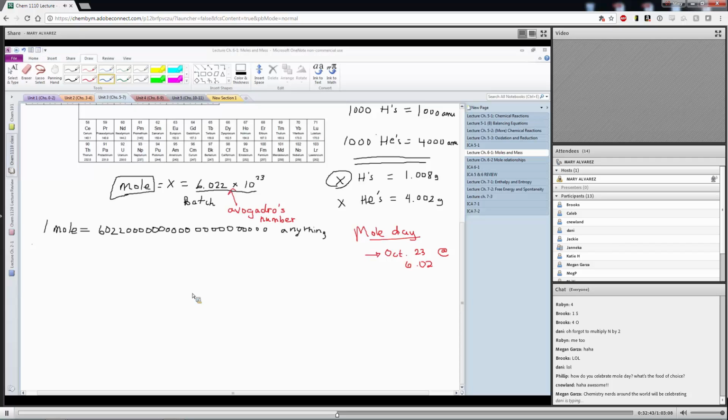Let's see. Nope. 23rd is Thursday. Too bad. That's right. Chemistry nerds around the world will be celebrating. Could dress like a mole for Halloween.